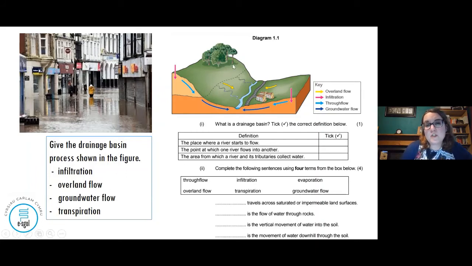Next, we have an image that looks like this. You've got diagram 1.1. You need to identify what is a drainage basin and tick the correct definition below. Then you need to complete the following sentences using 4 terms from the box below. You need to identify which word travels across saturated or impermeable land surfaces, which is the flow of water through rocks, which is the vertical movement of water into the soil, and which is the movement of water downhill through the soil. I'm going to give you about 30 seconds to think about each of those definitions before I go through the answers.